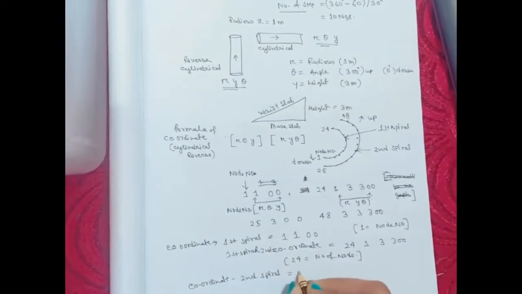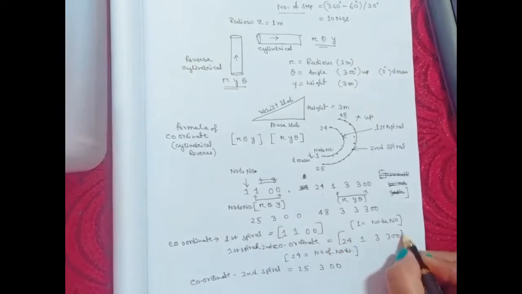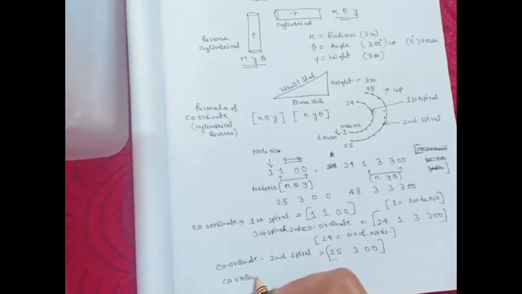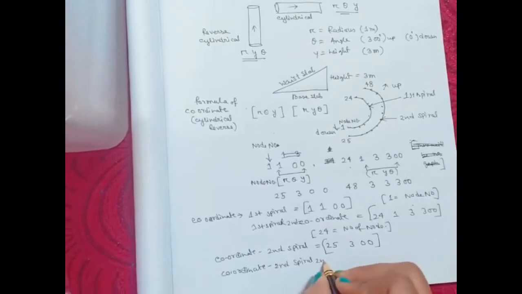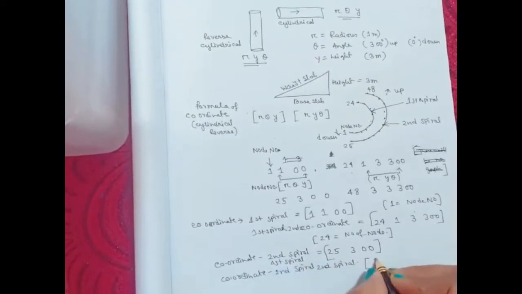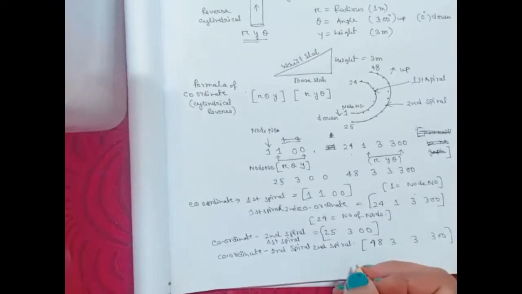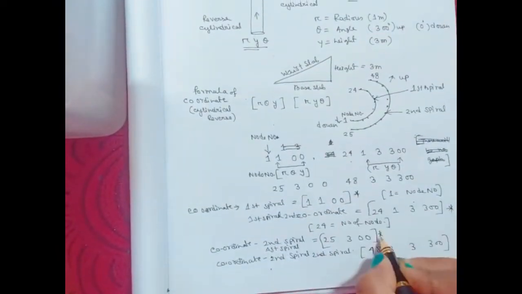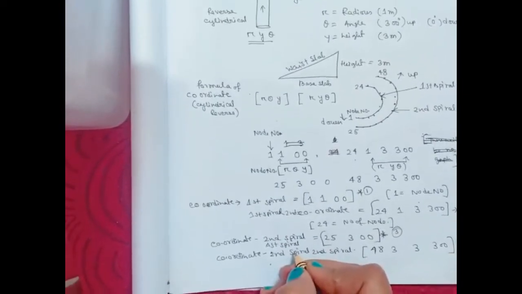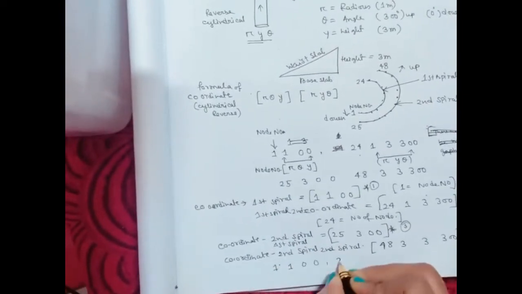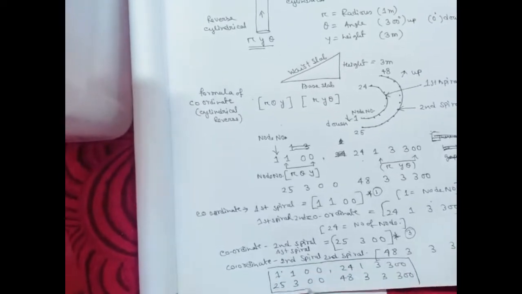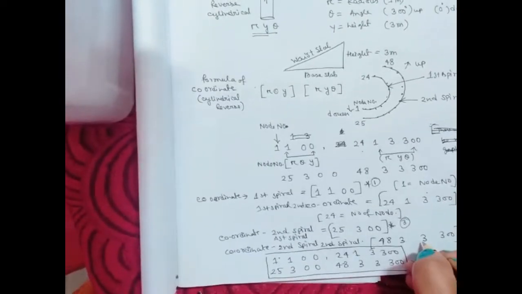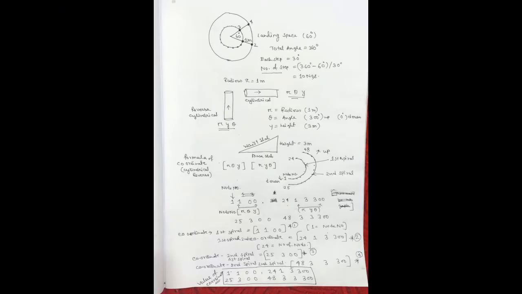The next node number will be 25 and the value of radius will be 3, angle will be 0, and the next node number will be 48. Height will be 3 and radius will be also 3 and the angle will be 300 for the upper direction. So here will be the coordinate for the cylindrical coordinate system.